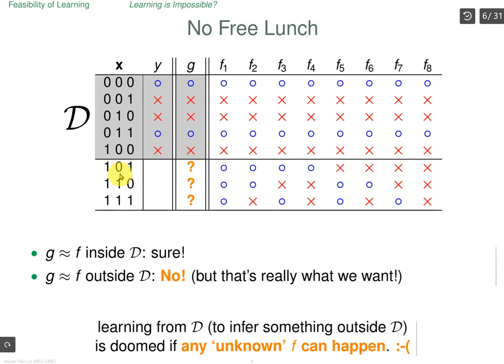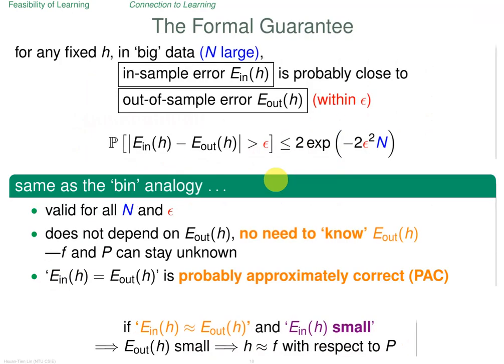Out of sample error is difficult to calculate because we don't know the true labels. But according to Hoeffding's inequality, if you have a huge number of training examples, the g will hopefully approximate f outside the dataset using a fixed hypothesis. We can use Hoeffding's inequality to give a formal guarantee as follows. For any fixed hypothesis h, in big data, where our training examples are huge, in sample error is probably close to out of sample error within some small epsilon.